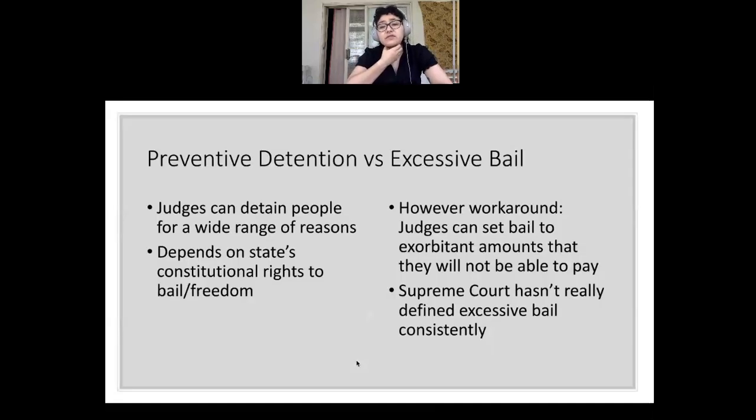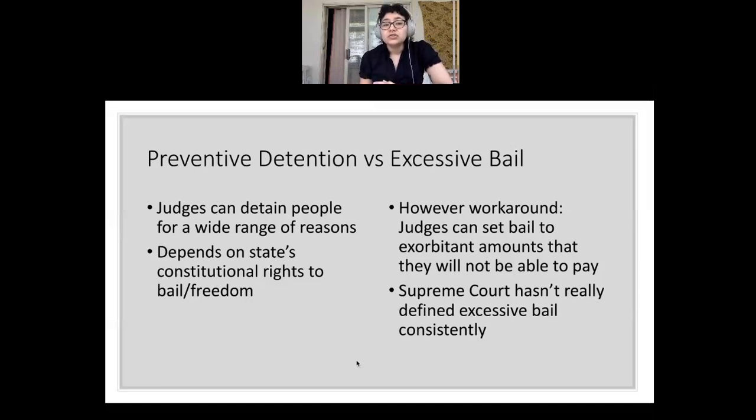And so there's preventative detention versus excessive bail, and we have a constitutional right against excessive bail, but the Supreme Court hasn't really defined what excessive bail is. And so is that relative to what the average bail is that people usually get? Is that excessive to your particular instance because of your particular economic status? What I think is excessive bail might be different than someone who makes like $500,000 a year, right?